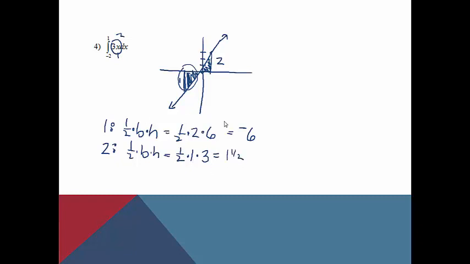Okay, and then we need to find the total area. So we are going to add those two together. So -6 plus 1.5 would be -4 1/2. And that would be my integral. Notice it didn't specifically ask me to find the area, it did ask me to find the integral. So we are allowed to get a negative answer because notice the area below the x-axis is greater than the area above the x-axis. All right, let's try number 5.